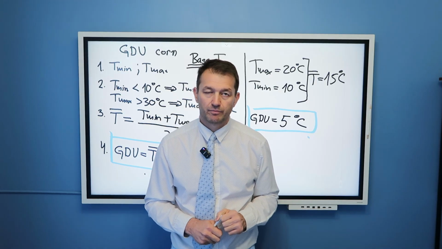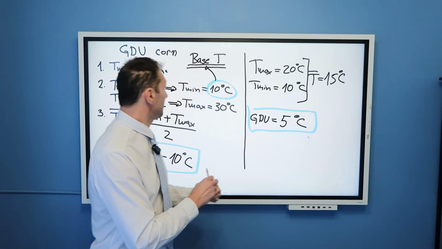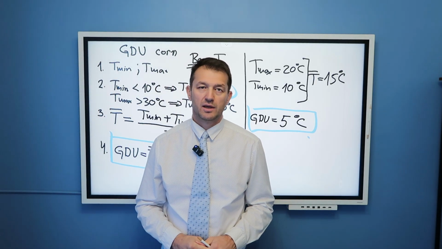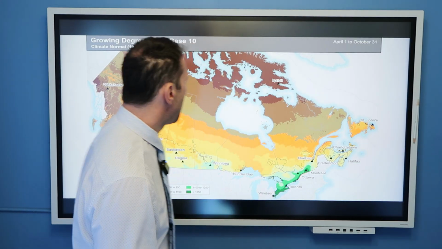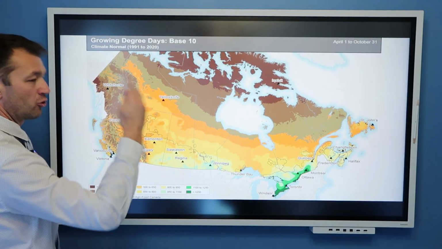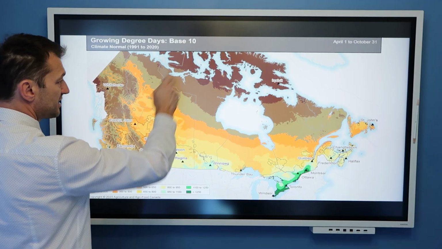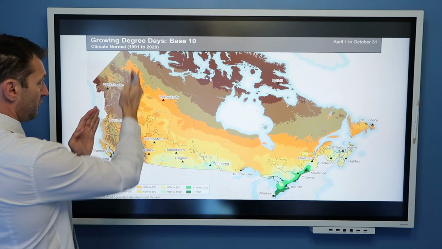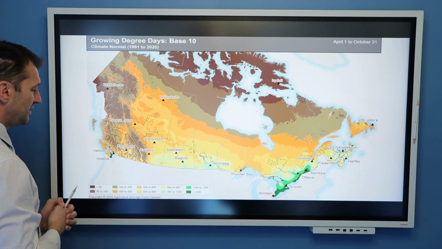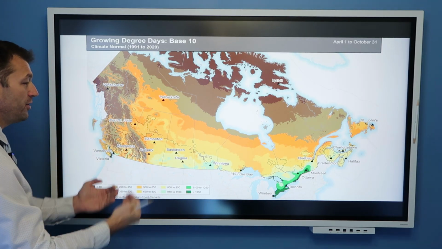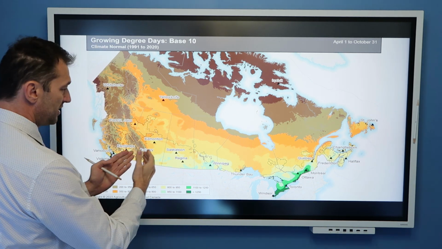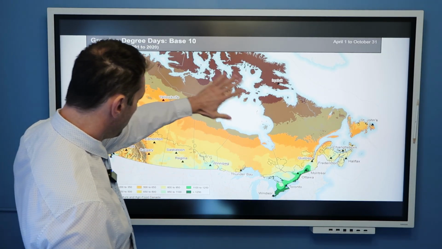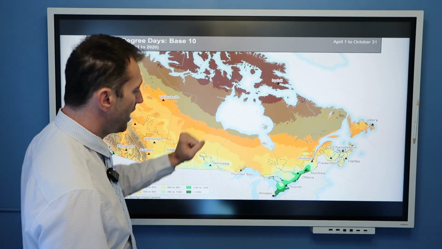Let us now see what are the base temperatures for different plants typically used in agriculture. Behind me is a map for growing degree days or growing degree units, that's the same thing, for base 10 for Canada. And this is a climate normal, namely climatological average for the period 1991-2020. You can see in the legend that these are accumulated values over the year. Notice that the southern parts of Canada have more growing degree days than the northern regions, because here we have colder climates.